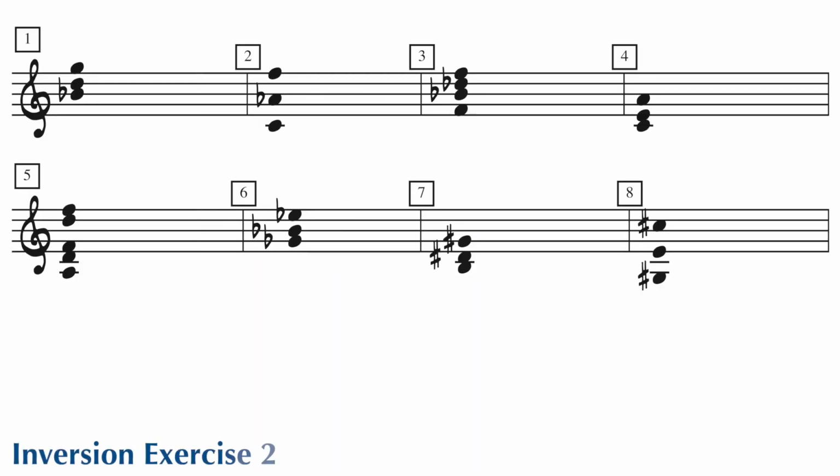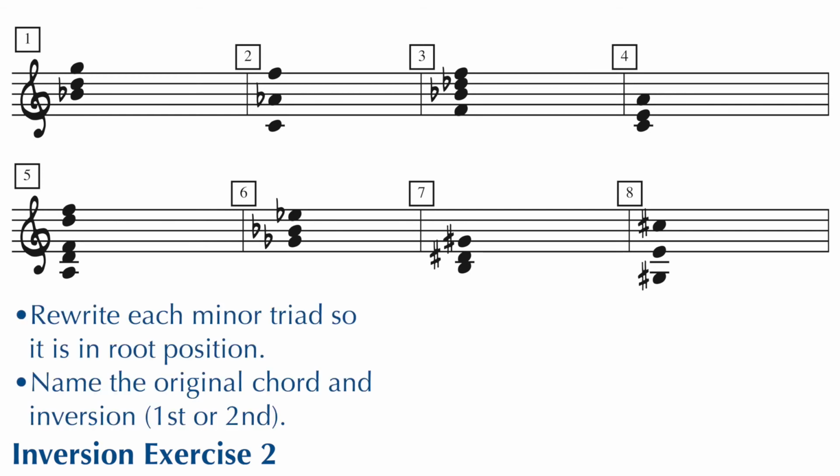At the bottom of page 50, we have this minor triad inversion exercise 2. And again, you did something similar in module 14. So your job is to rewrite each minor chord so that it's in root position and add your sharps and flats as you need to. And name the chord and the original inversion, which is going to be either first inversion or second inversion.